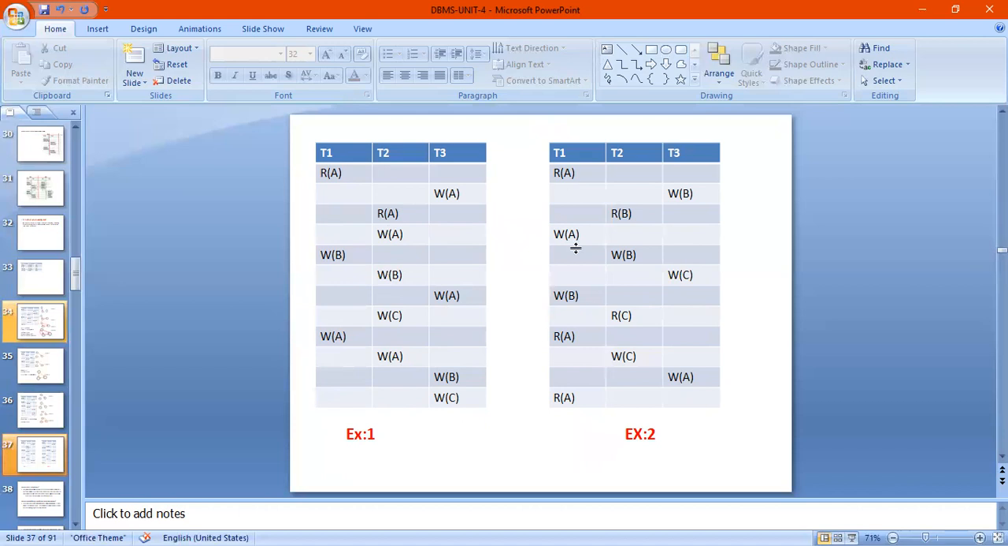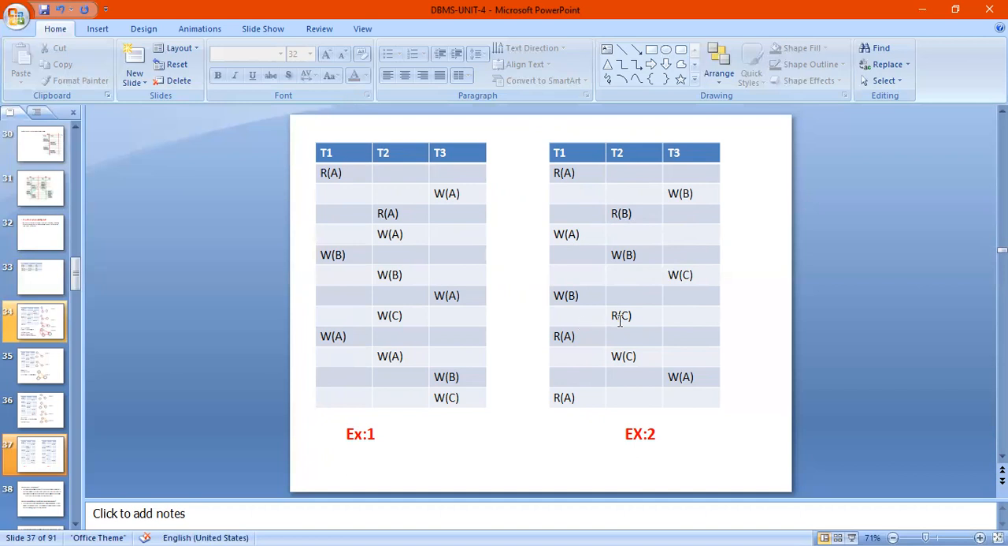Here let's see example 2. Read operation nothing, nothing. Here there are transactions T1, T2 and T3. So nothing, nothing, write B. Nothing, read of B, nothing. Write of A, nothing and nothing. So transaction T1, nothing. Write of B, nothing. Here nothing, nothing, write of C. Write of B, nothing and nothing.